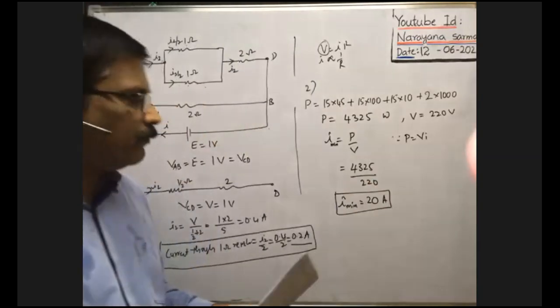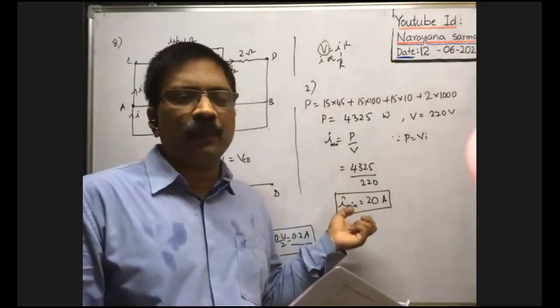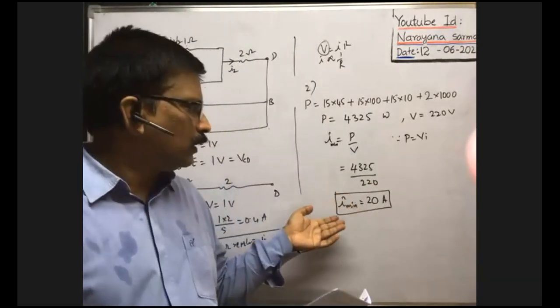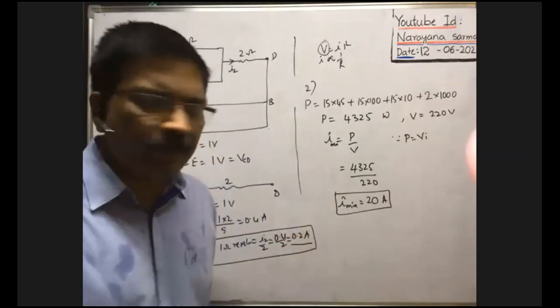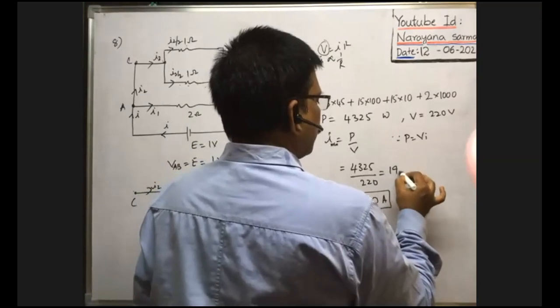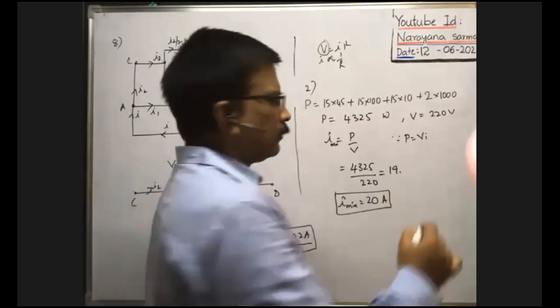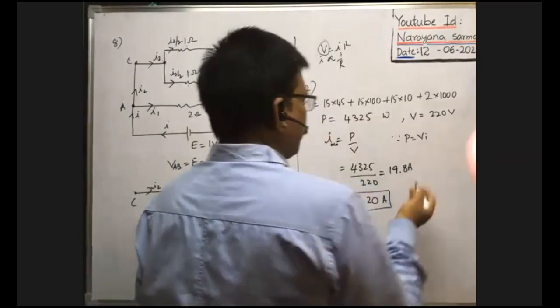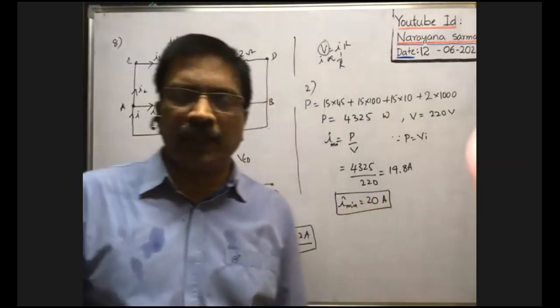It is the minimum fuse capacity or minimum current that can be passed through the fuse wire is equal to, okay, 19.8 you are getting. Okay, right. Here actually you will get 19.8 ampere. So approximately it is equal to 20 ampere. Okay.